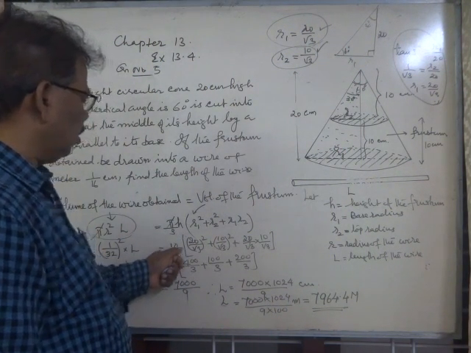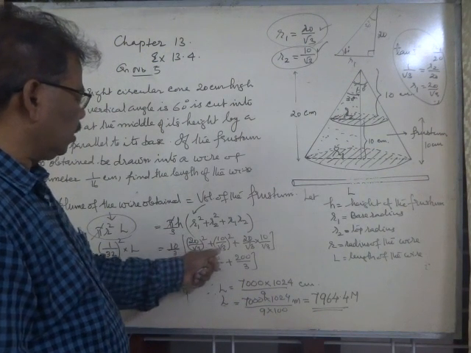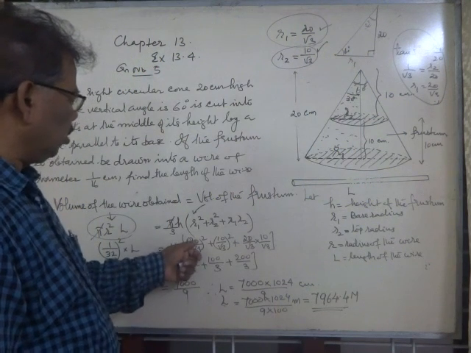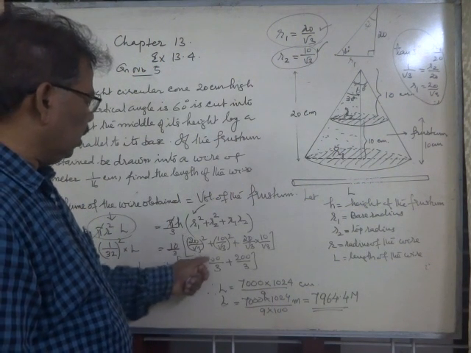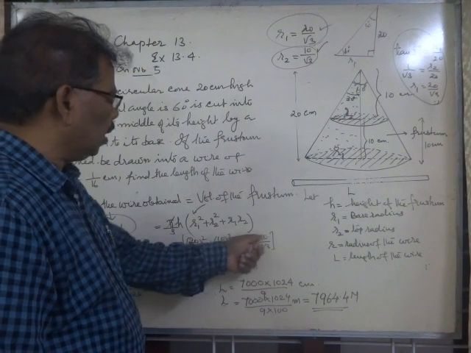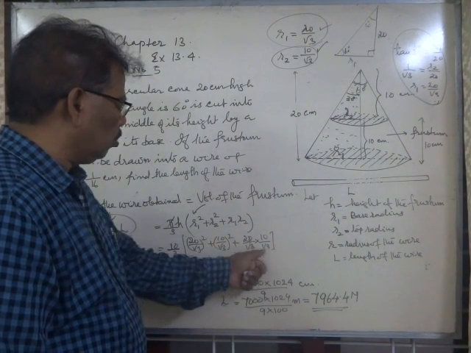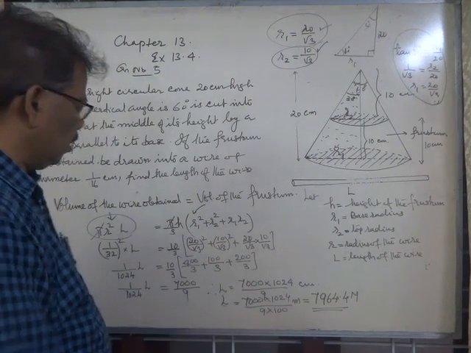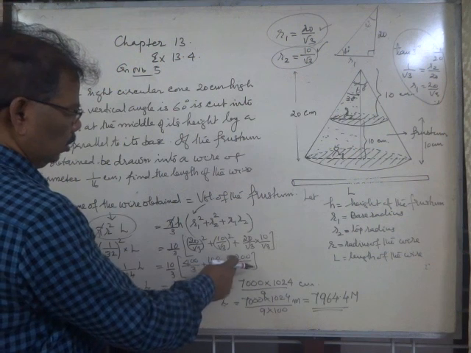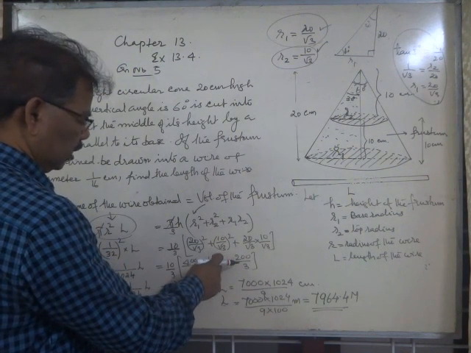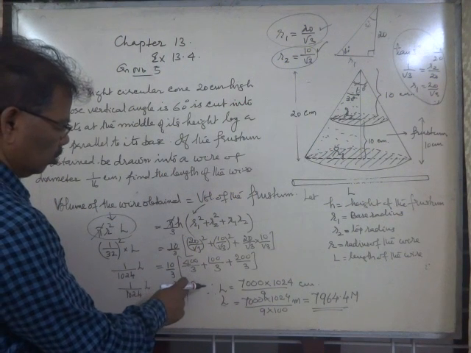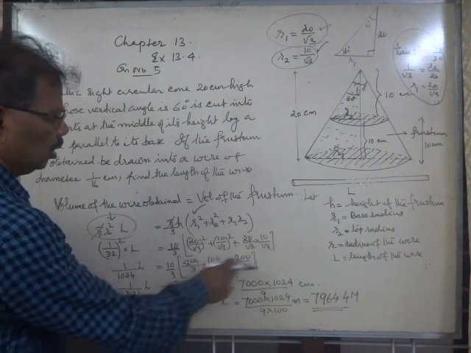10 by 3 into R1 square, 20 by root 3 whole square plus 10 by root 3 whole square plus 20 by root 3 into 10 by root 3. 20 square is 400, root 3 square is 3, 10 square is 100, root 3 square is 3. 20 into 10, that is 200, divided by root 3 into root 3, that is 3. Now this reduces to 200 plus 100, that is 300, 300 plus 400, 700, into 10, that is 7000, then 3 into this 3, that is 9.